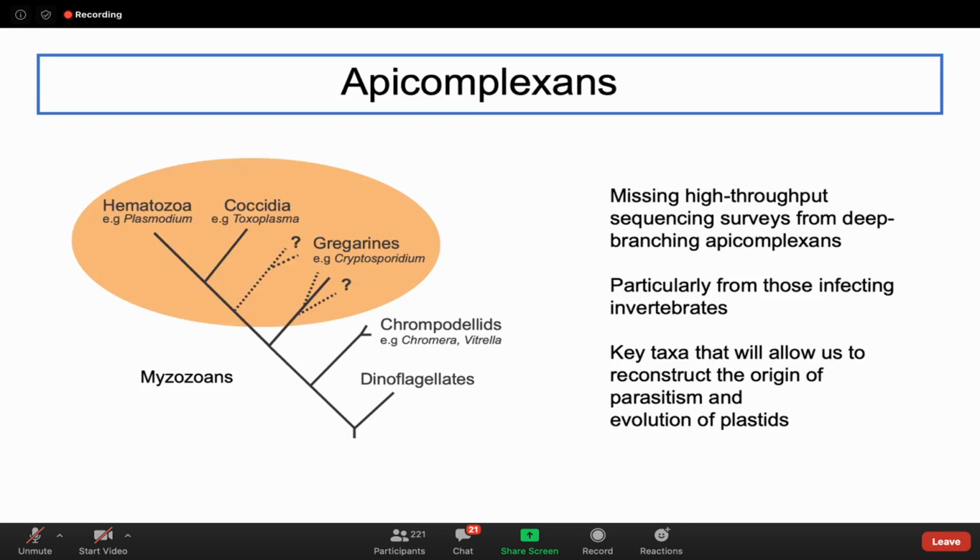And so this was actually the main goal of my project, to sample in these deep branching lineages at the base of the apicomplexans, as well as some of these groups here that have an unknown taxonomic placement. When we have samples from these kinds of groups, we can reconstruct the origin of parasitism, as well as how certain characters evolved, such as the plastid.